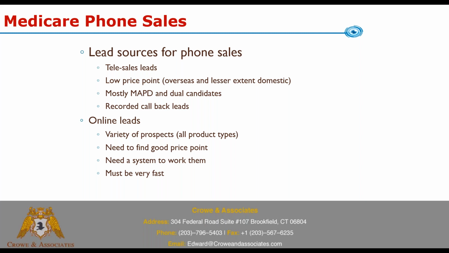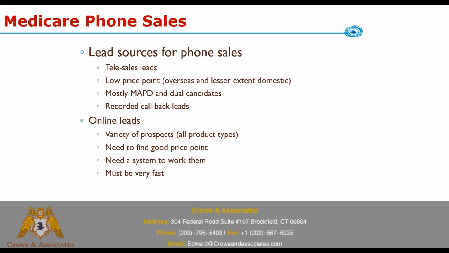Online leads are used to sell pretty much all 4 product types: MA, dual MA, supplement, and Part Ds. When you're using online leads, you got to find a good price point. Depends on if it's shared or exclusive, but for an online lead, a shared, you're probably trying to find $7 or $8 a lead. For exclusives, if you can get around $14 or $15, that'd be really good.